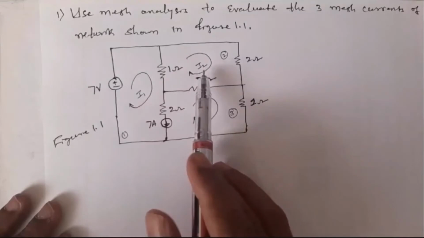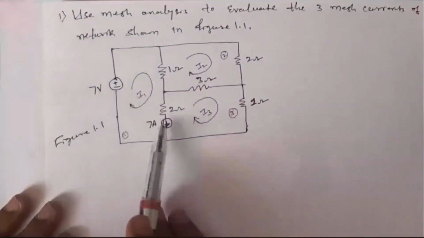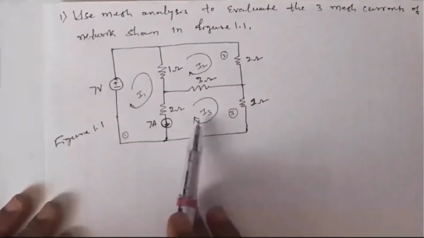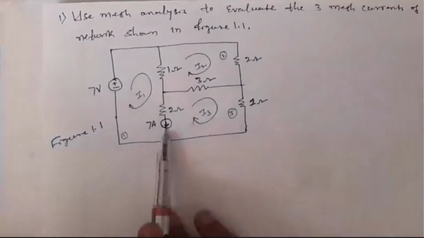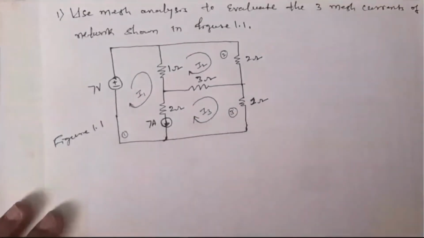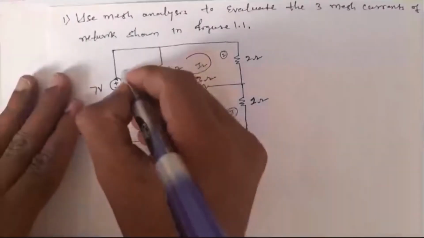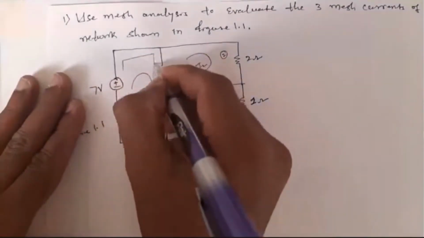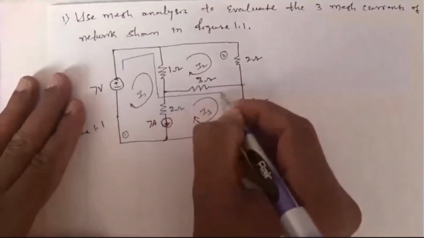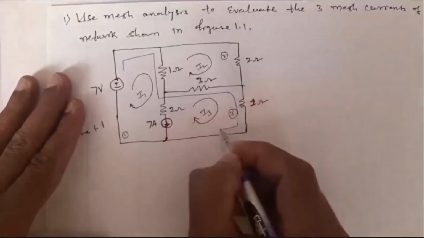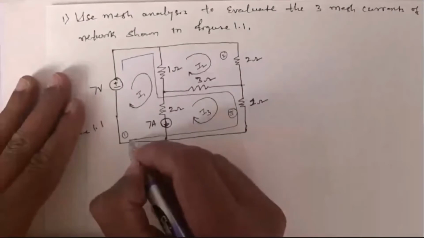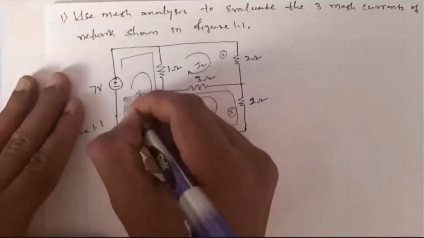But I cannot apply KVL to mesh 1 because there is a current source. Even I cannot apply KVL to mesh 3 because there is a current source. For that purpose, I am going to consider a super mesh, a mesh which will include the current source within it, which I call a super mesh. So now this is a super mesh.